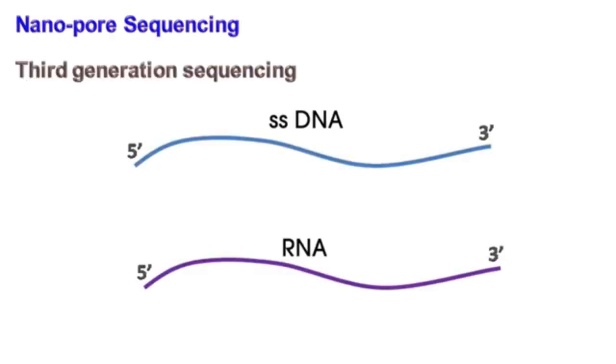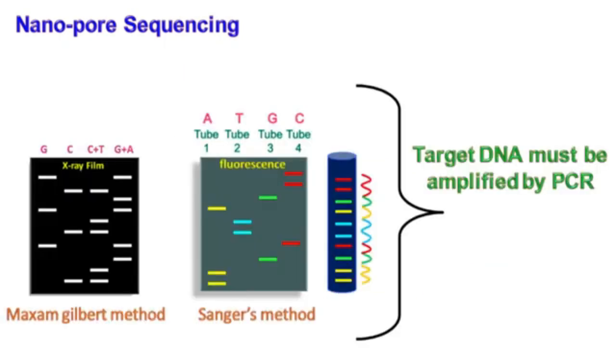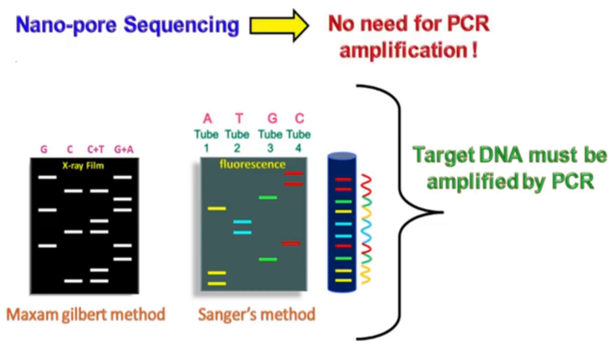Nanopore sequencing is a third-generation sequencing method used for the sequencing of biomolecules like DNA and RNA. Most of the DNA sequencing methods require the target DNA to be amplified by PCR. However, the nanopore sequencing method can sequence a single molecule of DNA or RNA without the need for PCR amplification.